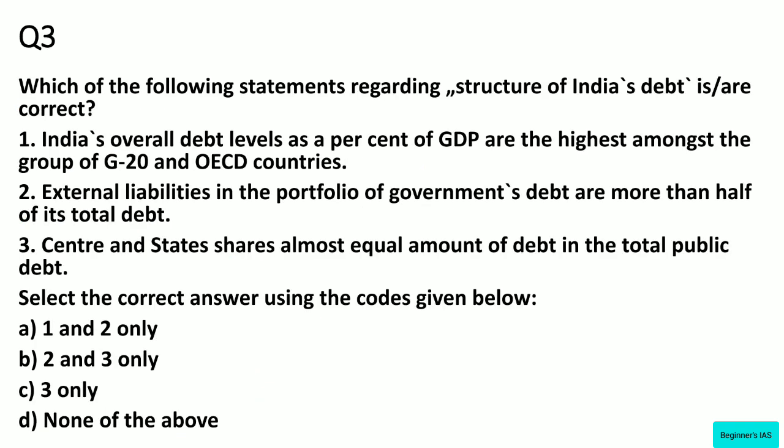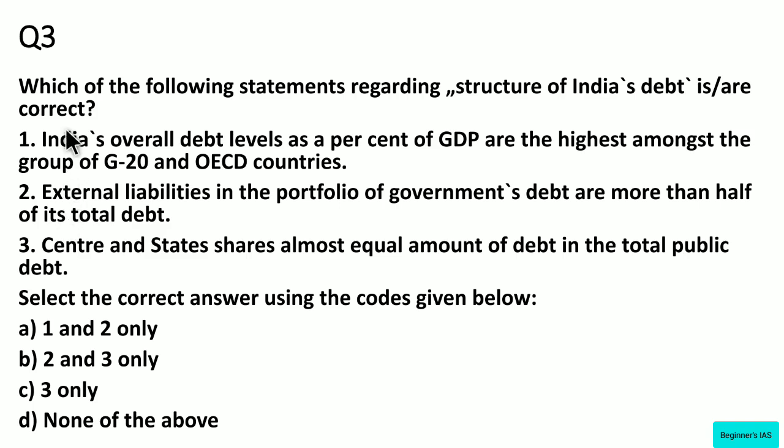Which of the following statements regarding the structure of India's debt is or are correct? Statement 1: India's overall debt level as a percentage of GDP is the highest among the G20 and OECD countries. Statement number 2: External liabilities in the portfolio of government debt are more than half of its total debt. Statement 3: Center and states share almost equal amounts of debt in the total public debt.